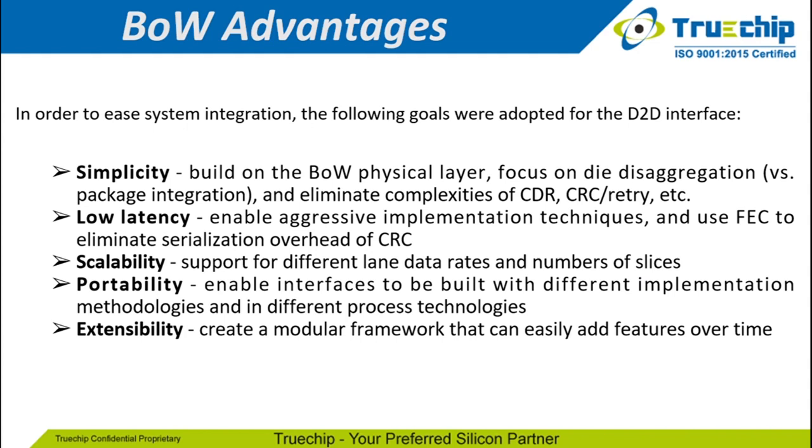In order to ease system integration, the following goals were adopted for the die-to-die interface. Simplicity, build on the BoW physical layer, focus on die disaggregation and eliminate complexities of CDR, CRC, retry, etc. Low latency, enable aggressive implementation techniques and use FEC to eliminate serialization overhead of CRC. Scalability, support for different lane data rates and number of slices. Portability, enable interfaces to be built with different implementation methodologies and in different process technologies. Extensibility, create a modular framework that can easily add features over time.